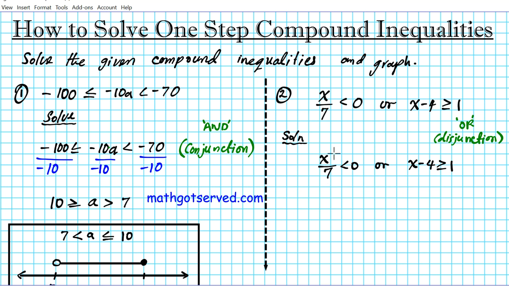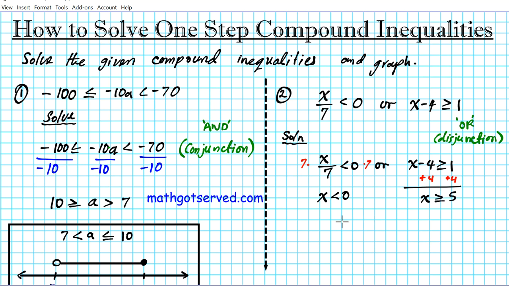Alrighty, so let's focus our attention on the inequality to the left. You notice that x is being divided by 7, so you proceed to multiply both sides of the inequality by 7, and that yields x is less than 0. Okay, so we've solved this first inequality. And then for the next one, to get x isolated, you add 4 to both sides of the inequality, and that will give you x is greater than or equal to 5.